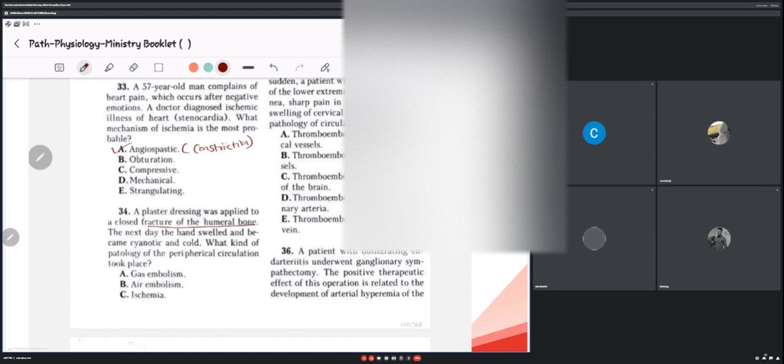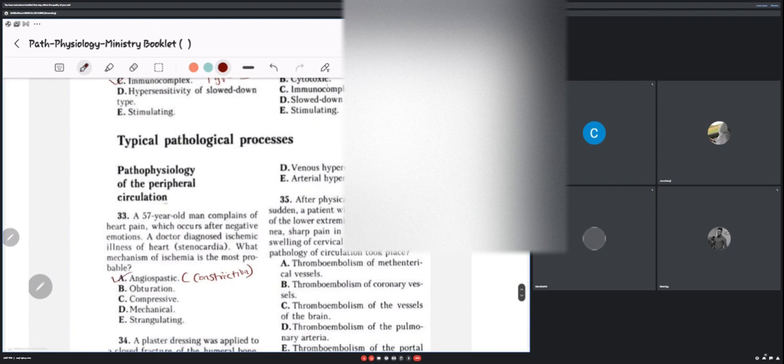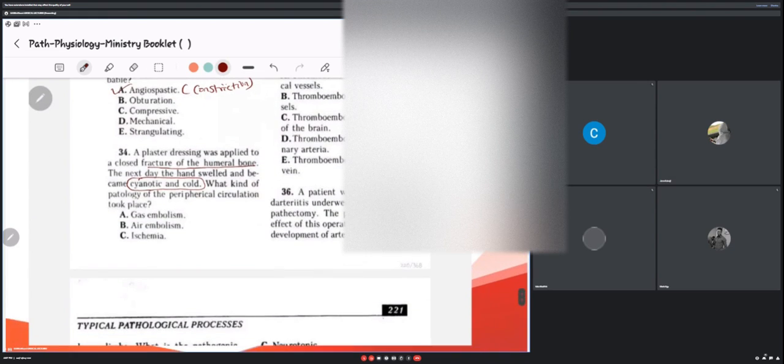The next day, the hand swelled and became cyanotic and cold. What kind of pathology? Here they're not asking us about the kind of embolism. They're asking of the type of pathology. Venous hyperemia and arterial hyperemia. Straight to the point, I'll just tell you the difference between these two.